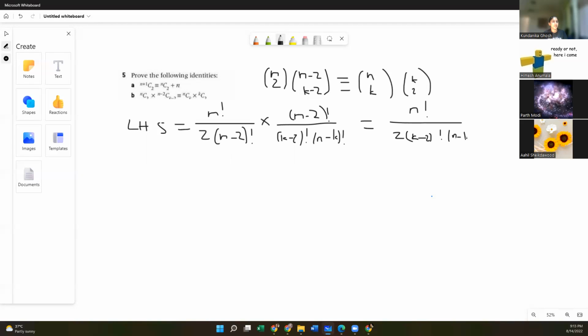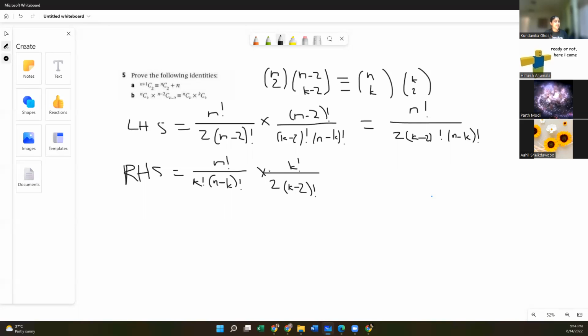Now, I don't know if I have to simplify this further or what. So I'm just going to leave it as this for now, and then we'll revisit it after we extend the right-hand side. Now, the right-hand side of the equation is n factorial over k factorial times n minus k factorial, times k factorial over 2 factorial, which is just 2 times 1, so you can just write 2 times k minus 2 factorial.